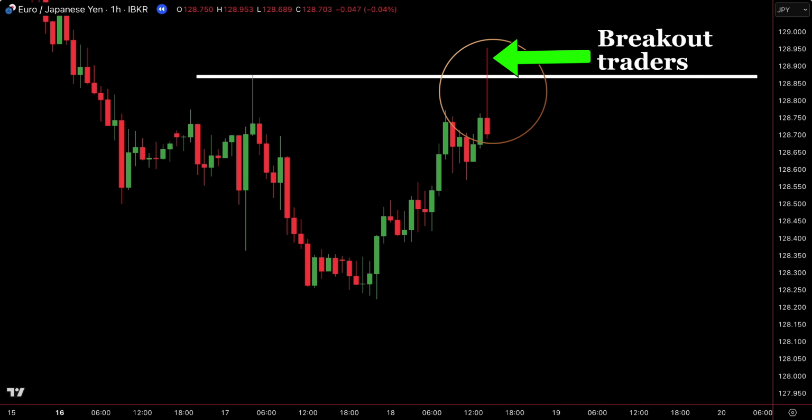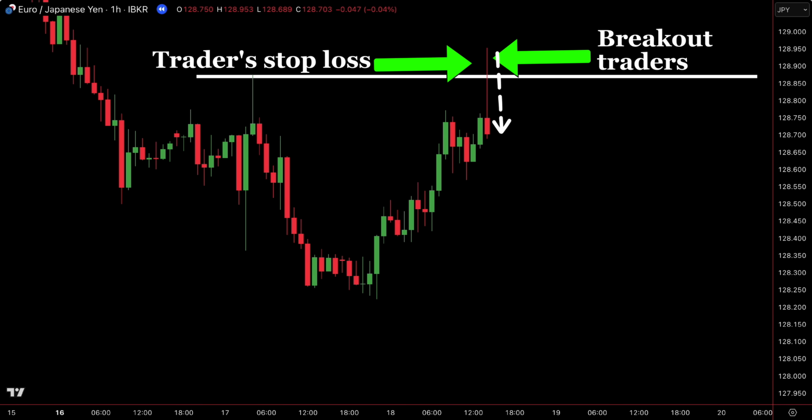Breakout traders enter thinking a new trend is starting. At the same time, traders with stop losses just beyond key levels get taken out. Once enough liquidity is gathered, price snaps back, leaving both groups trapped. The candle closes far from the wick's extreme, showing strong rejection.